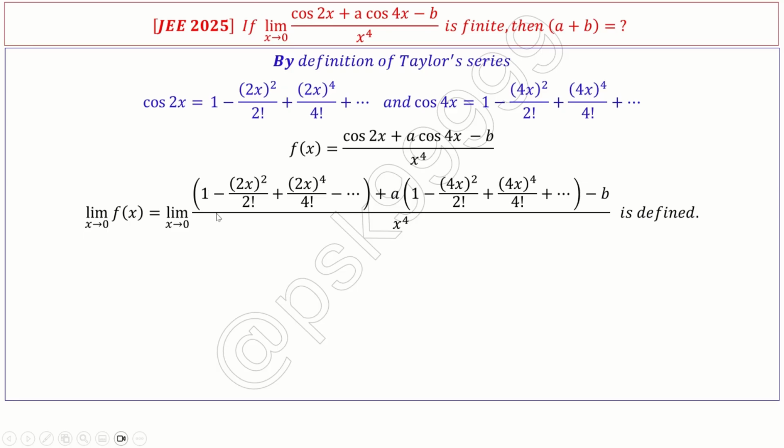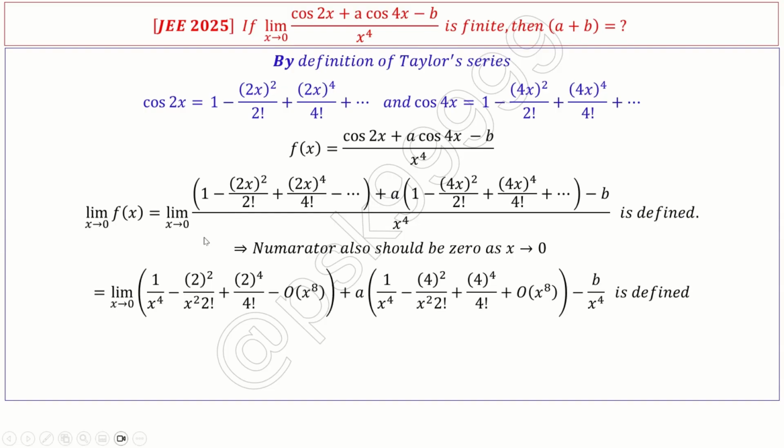Here, one constant term is 1, so this is the coefficient of 1/x^4. The cos 2x expansion gives 1 minus 2^2/2 factorial x^2 plus 2^4/4 factorial x^4, minus higher order terms like x^8. Similarly a times the cos 4x expansion, and minus b. Here you take the terms carefully. First we take the coefficients of the constant term, because the sum of them should be equal to 0. Here it is 1 plus a minus b. So 1 plus a minus b equals 0. This gives you one equation.